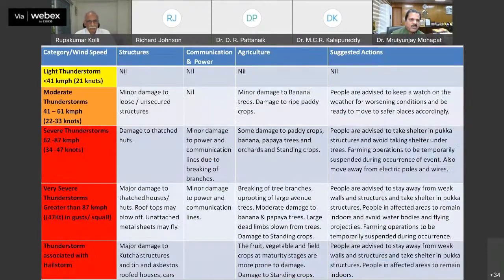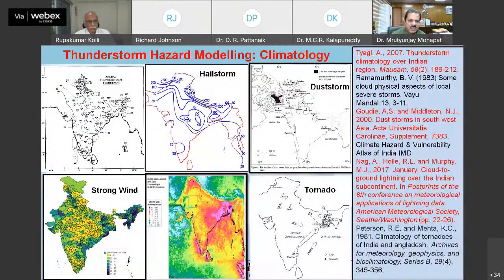which make people vulnerable. So what we did, we started initially with a threshold mechanism, giving different colors like green, yellow, orange, red, depending upon the winds associated, the expected gusts and squalls, and the hailstorms, etc. We also consider the climatology of various parameters like hailstorm, tornado, strong winds, etc. In that way, we could arrive at some kind of vulnerability mapping by considering those winds which have led to damage to structures and loss of lives, which is also mapped.